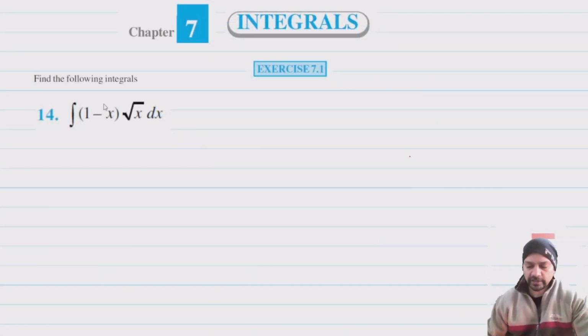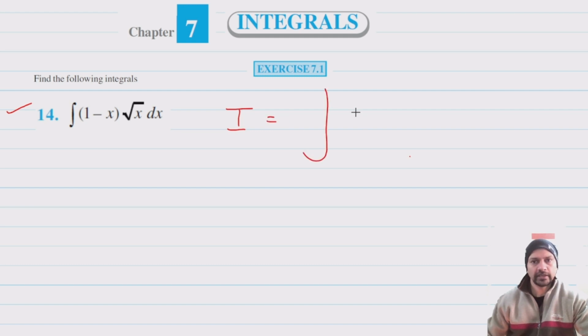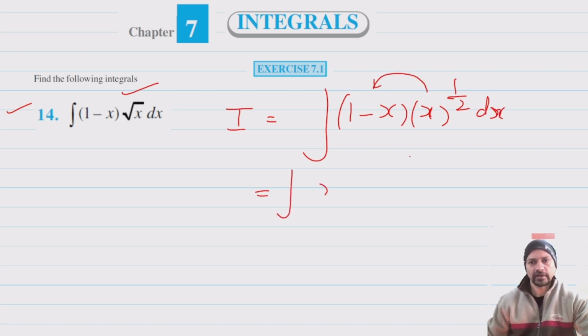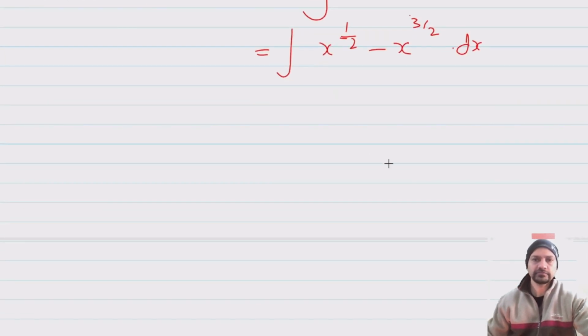Welcome to PrathamScienceAcademyClasses, and we are on to question number 14 of exercise 7.1, and we have to find the integral. Let's say this integral is I, and this is root x into (1 minus x). So root x can be written as x raised power half, and let's open the bracket. So this is now x raised power half minus x into x raised power half, add the powers. So this should be x raised power 3 by 2.